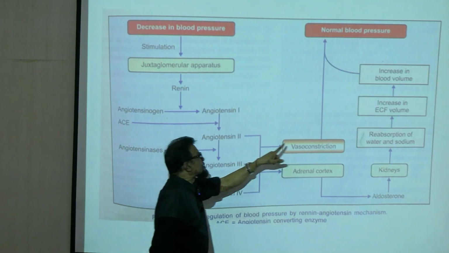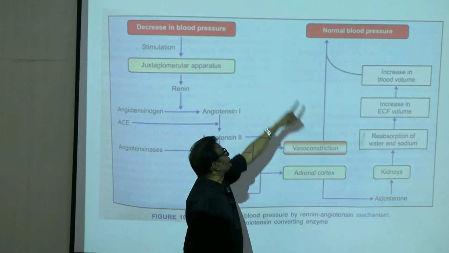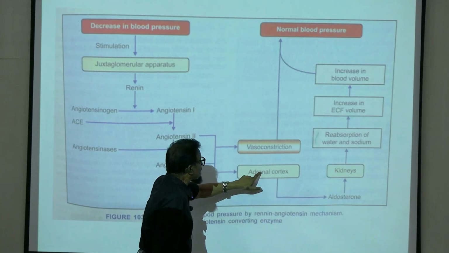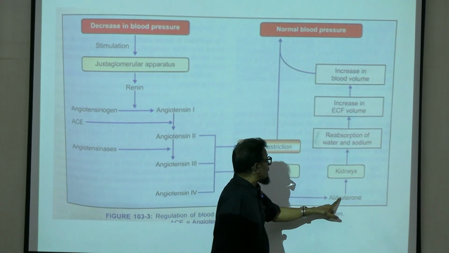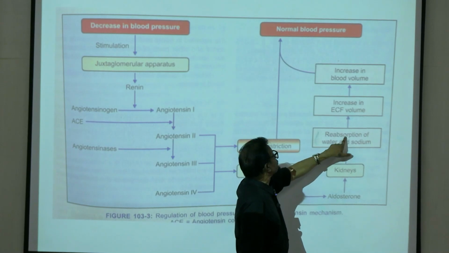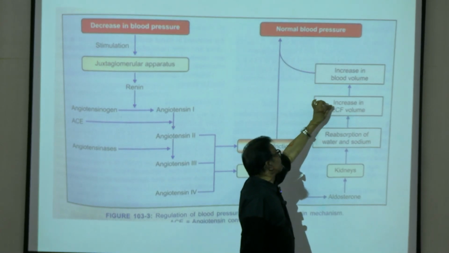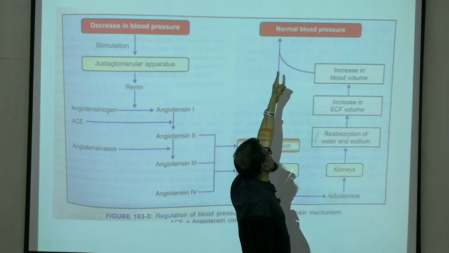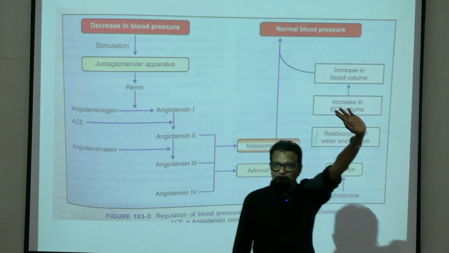Now it will cause vasoconstriction, so there will be increasing blood pressure. It will also cause the adrenal cortex to secrete aldosterone. Aldosterone will act on the kidney. It will cause the absorption of water and sodium. So there will be increased extracellular fluid volume as well as blood volume. Since blood volume is increased, there will be increased blood pressure.